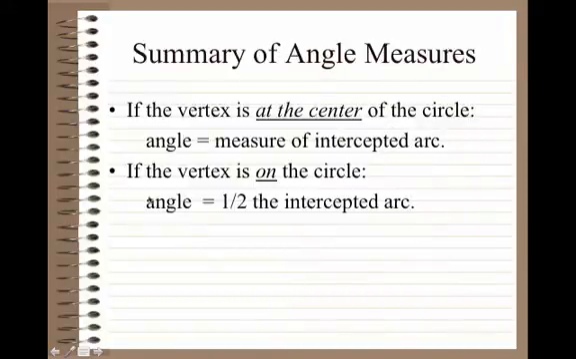So, very briefly, it's pretty simple. If the angle has its vertex at the center, then the angle is equal to the measure of the intercepted arc. If the angle is on the circle, then the angle equals 1/2 the measure of the intercepted arc.